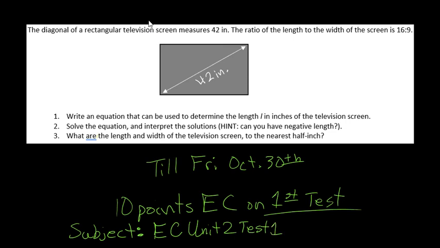EC Unit 2, Test 1. Okay, this is your subject. Your subject needs to be titled exactly like this, or else you've got to understand, me and Miss Roundtree get a million emails every day. If your subject isn't more or less exactly like this, we're not going to be able to find your extra credit, okay? So you have until Friday to get that done.